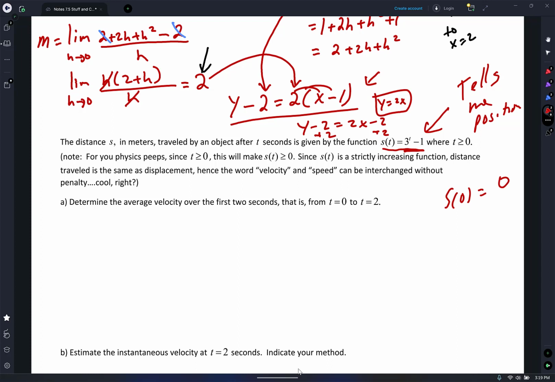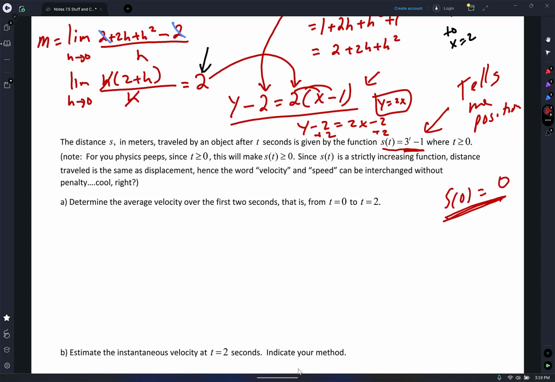For you physics peeps, since t is greater than or equal to 0, this will make s of t greater than or equal to 0. Since s of t is a strictly increasing function, distance traveled is the same as displacement. Hence, the words velocity and speed can be interchanged without penalty. Cool, right? All that means is this. I'm at position 0 at t equals 0, and this is a strictly increasing function. So if I get s of a equals 10, that is the same as distance traveled or the same as displacement. Cool or not cool? Yeah, don't worry. It's just distance traveled. You're only traveling in one direction.